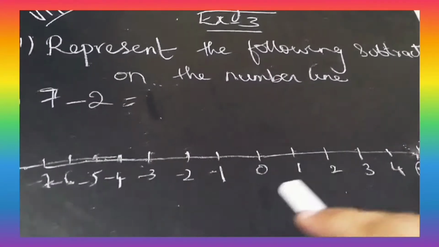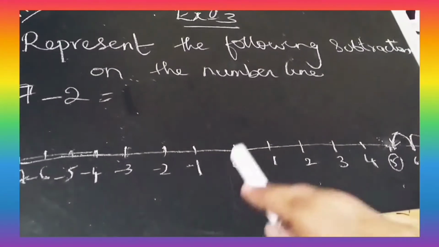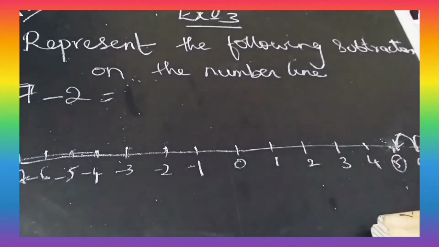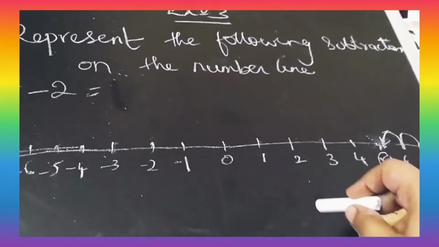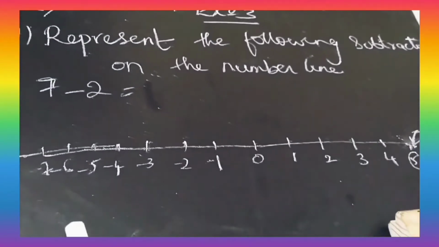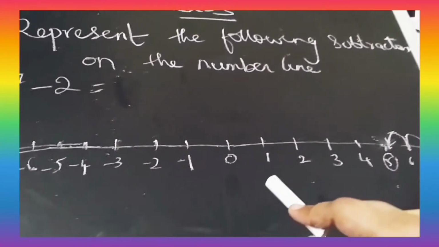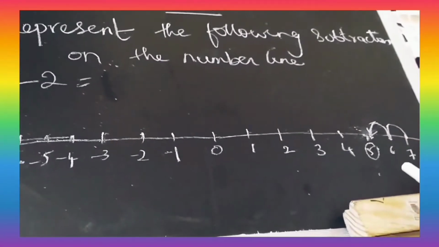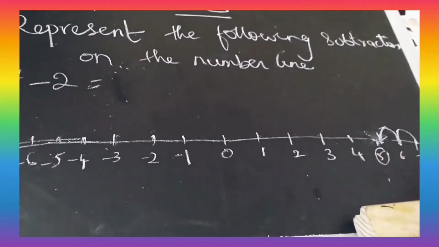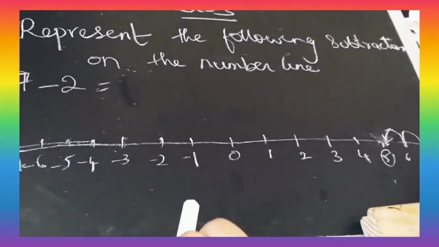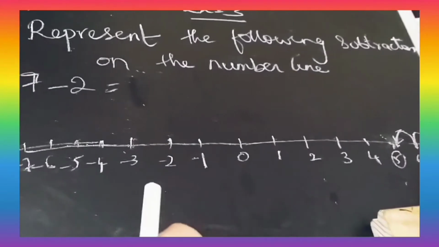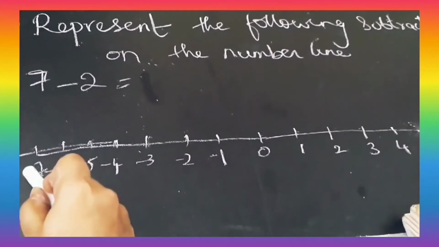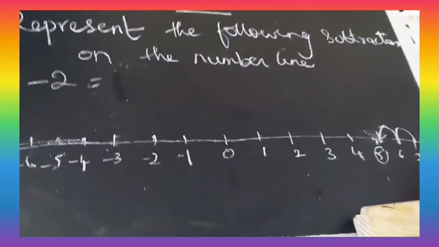For drawing a number line, you have to take 0 in between. On the right side you have to take positive numbers, and on the left side you have to take negative numbers. Here we are taking positive numbers plus 1, plus 2, plus 3, plus 4, plus 5, plus 6 and plus 7, till plus 7. On the left side we are taking negative numbers, minus 1, minus 2, minus 3, minus 4, minus 5, minus 6 and minus 7. Now we have to represent 7 minus 2 on the number line.